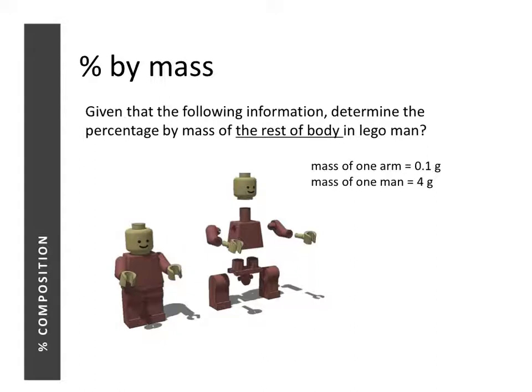Okay, the most direct method would be to find the mass of the rest of the body. Alright, so percentage by mass of rest of body is equals to the mass of the rest of the body, which is 4 minus 2 times 0.1. Okay, and you divide by the mass of the whole times 100%. Okay, that will give you 95%. Okay, this is the most direct method to find the percentage by mass of the rest of the body, right?